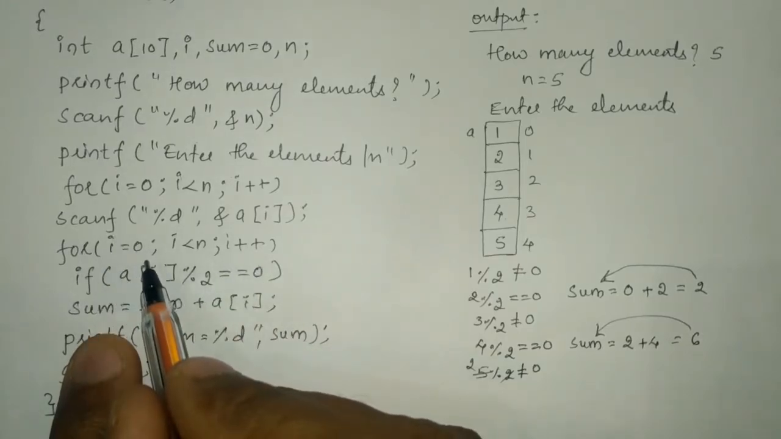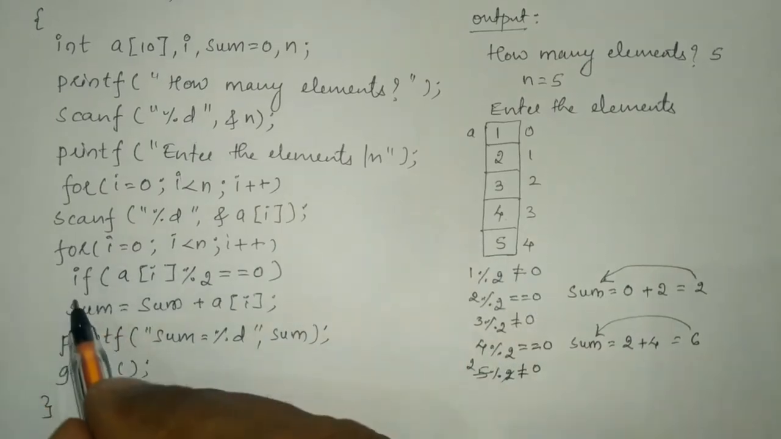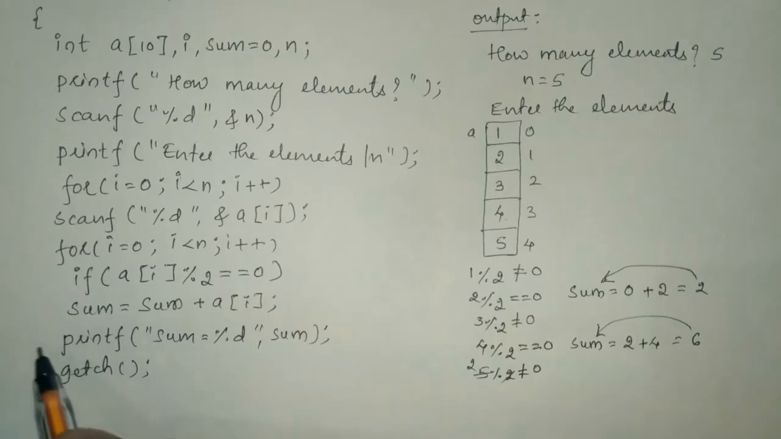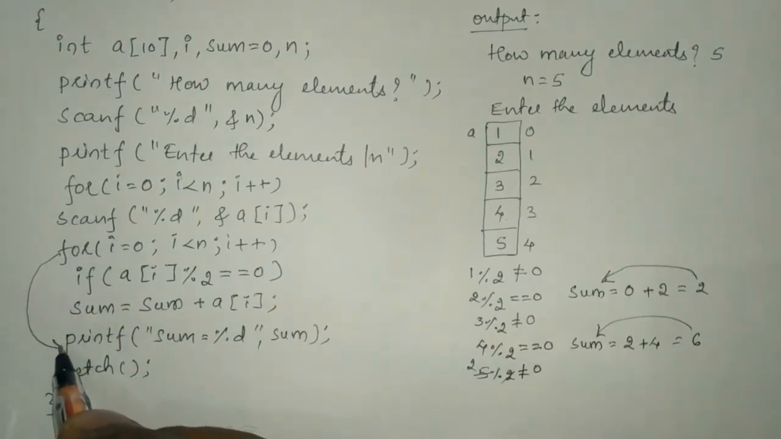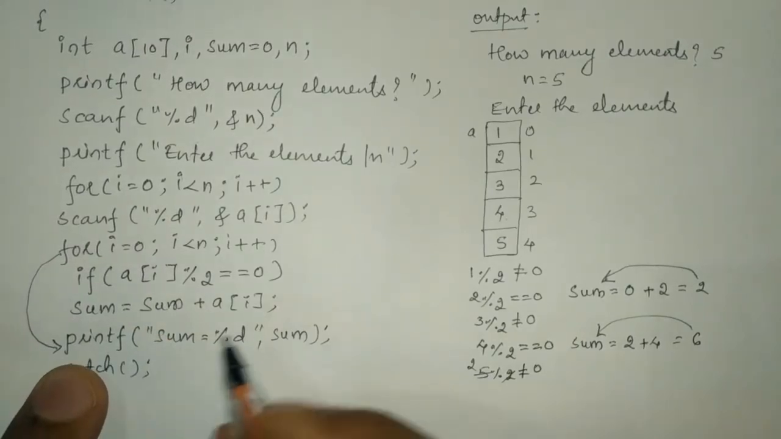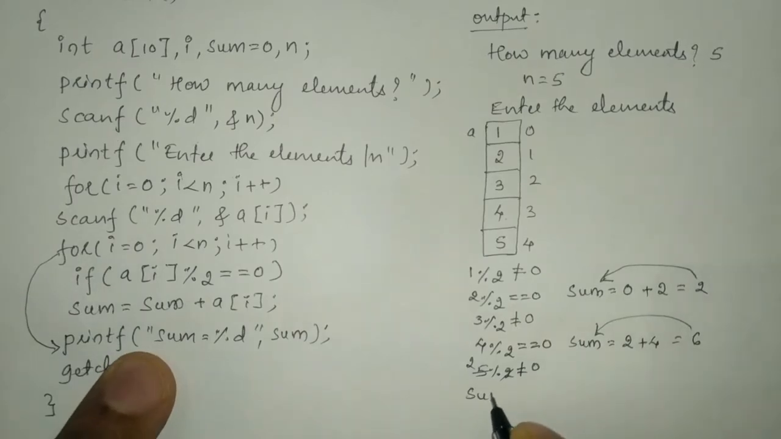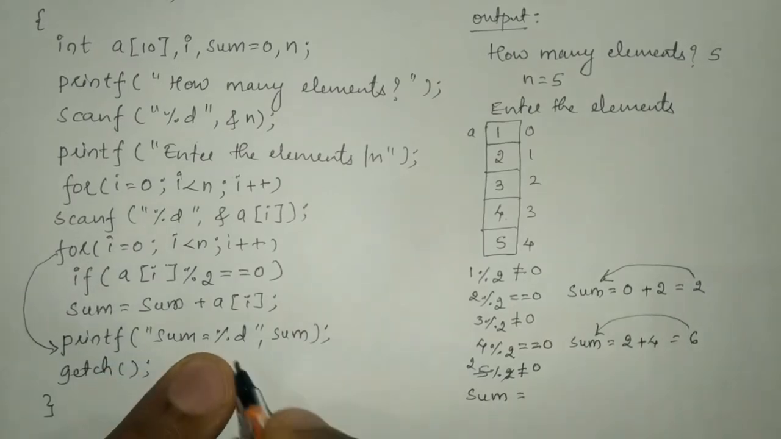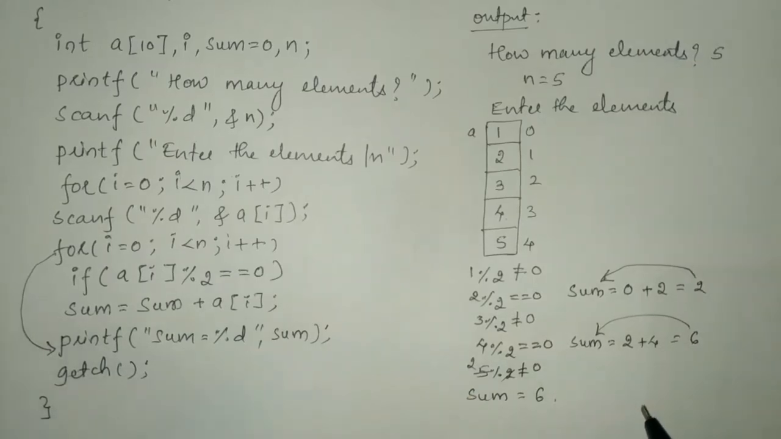Now I will become 5. So here there is no index number called 5. Hence the control will transfer to the next statement. Once the condition fails, the control comes out of this looping structure and it is going to print the next statement. So what it is going to print? Here it is going to print sum is equal to percentage d and sum. What is the value stored in sum? That is 6. So it is going to print 6.